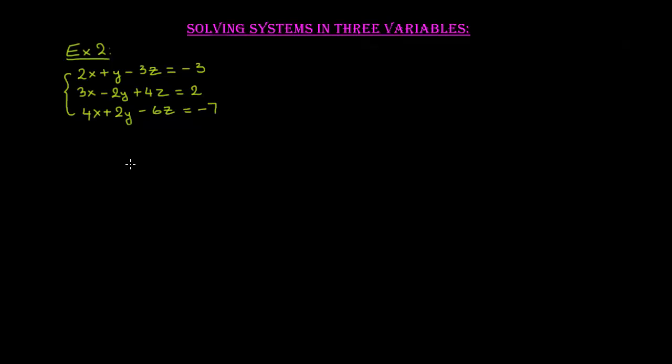There are two more examples I want to go over with you. The first example is 2x plus y minus 3z equal to -3, 3x minus 2y plus 4z equal to 2, and 4x plus 2y minus 6z equal to -7. As we practiced one example already, now you have some idea how to solve this one. So I'll go ahead and solve it. I pick the first and the third equation, solve for 1 and 3.